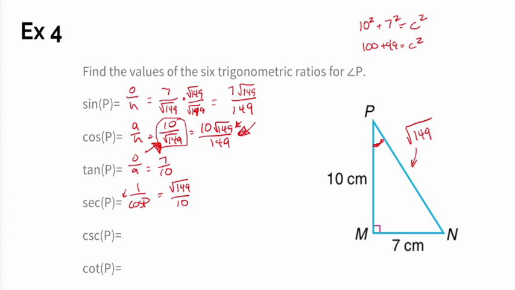Cosecant P is going to be 1 over sine P. Sine P was 7 over the square root of 149, so this is going to be the square root of 149 over 7. And then cotangent P is 1 over tangent P. That was 7/10, so this is going to be 10 over 7.